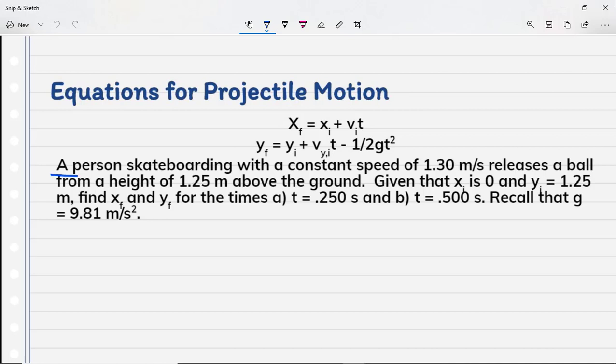We have to keep in mind that the person is skateboarding with a constant speed of 1.30 meters per second. So that is our initial velocity in the x direction, right? Because the individual is moving left to right. So that would indicate that that is the velocity in the x direction, at least initially. The y velocity initially is 0.